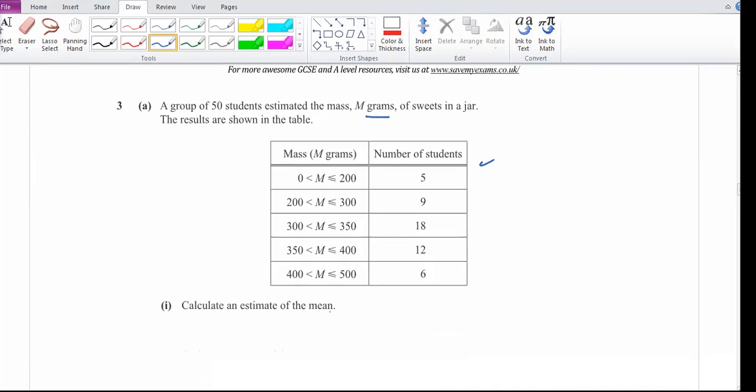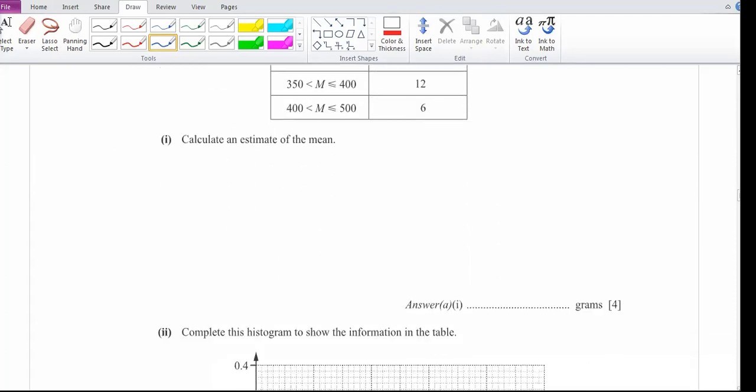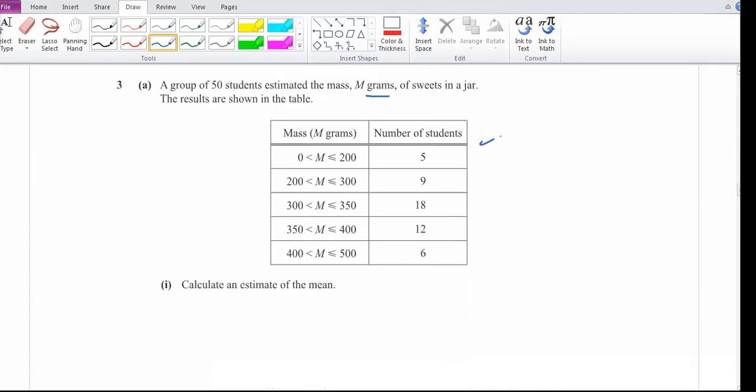Calculate an estimate of the mean. Mean we already calculated, so I will not go for the mean here. Okay. Next part is complete the histogram to show the information in the table. For completing the histogram, you need 2 things. You need class width. So first take class width for each class and also find the frequency density for each class. So make the additional table here, okay?